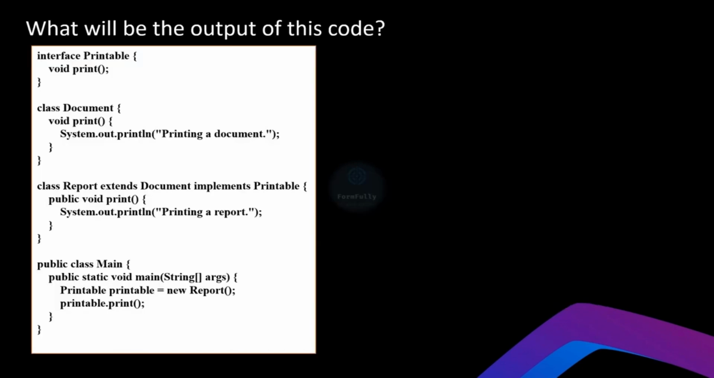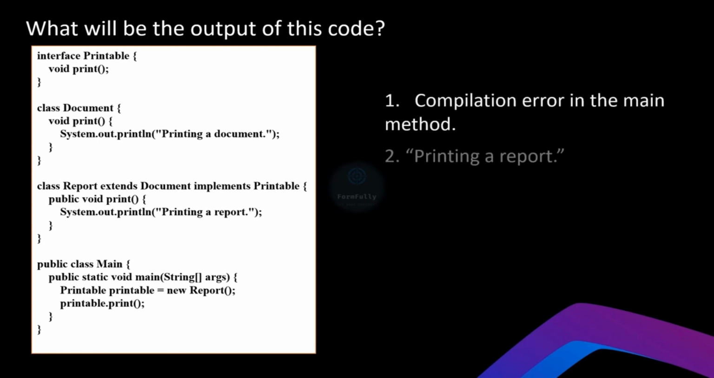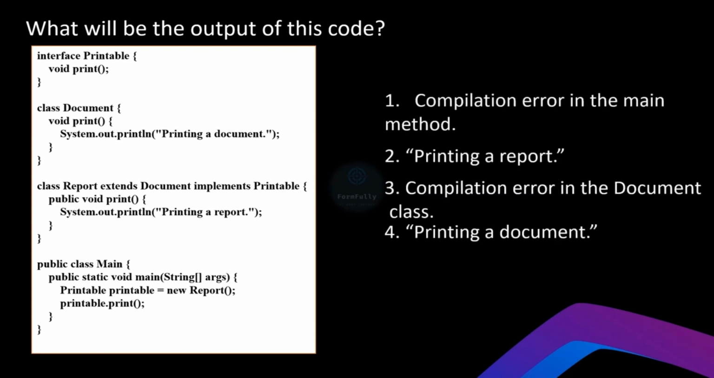Next snippet question: what will be the output of this code? Options are as follows. Pause the video and think about the options. So let's move to the code. Here we have the Printable interface, right? The Printable interface defines a single method print, which should be implemented by any class that implements the interface. Then we have class Document, which does not implement the Printable interface. It has a print method, which prints printing a document. This method is not related to the Printable interface.